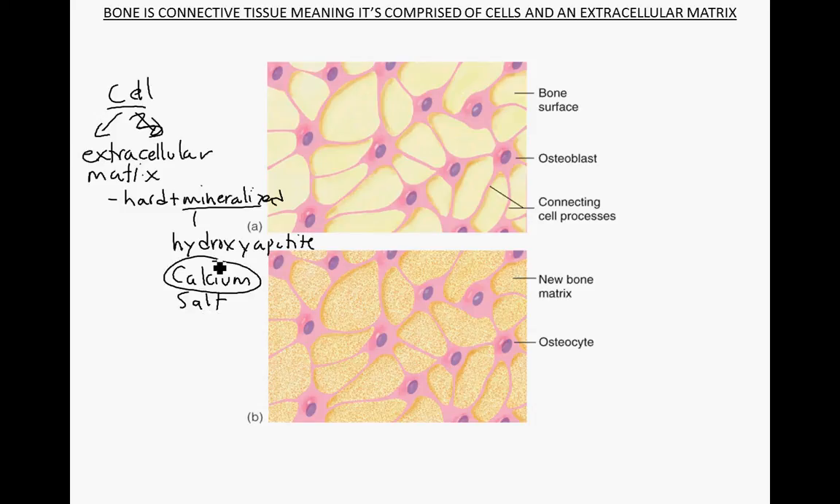So this calcium ion here is coming, of course, from the blood. So regulation of calcium levels is going to be a function of bone here. And bone is a place where calcium gets stored, but can also be resorbed from the bone. Right? So again, the cells here are going to be secreting an extracellular matrix. It's going to be hard and mineralized.